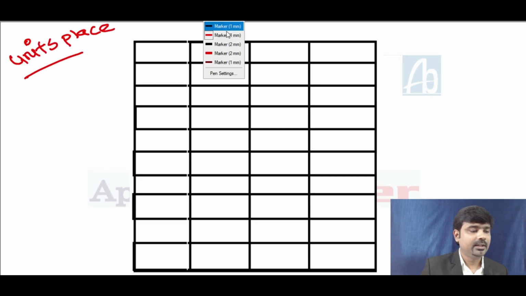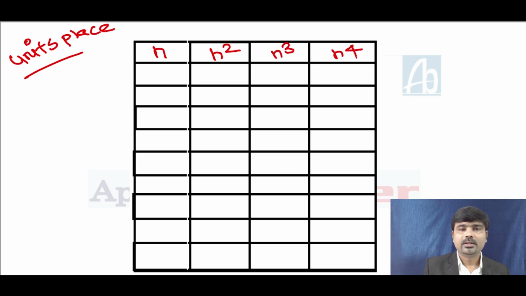In this one, this is n, next this is n square, this is n cube, this is n power 4. Now we are writing only the units place of the number. If the units place of the number is 0, for example 10, 10 square has units place 0, 10 cube units place 0, 10 power 4 units place also 0. If the units place is 1, for example 11, 11 square units place 1, 11 cube units place 1, then 11 power 4 also has units place 1.